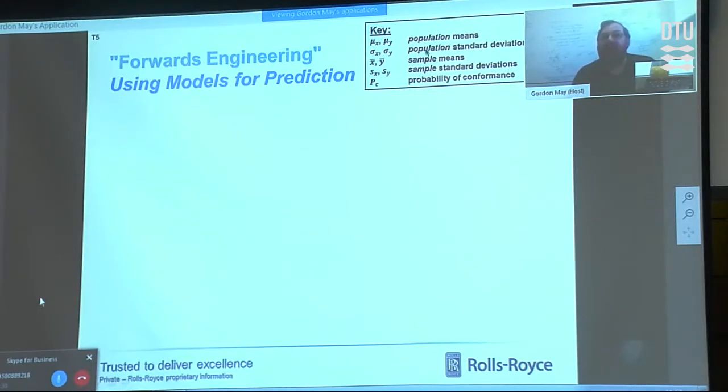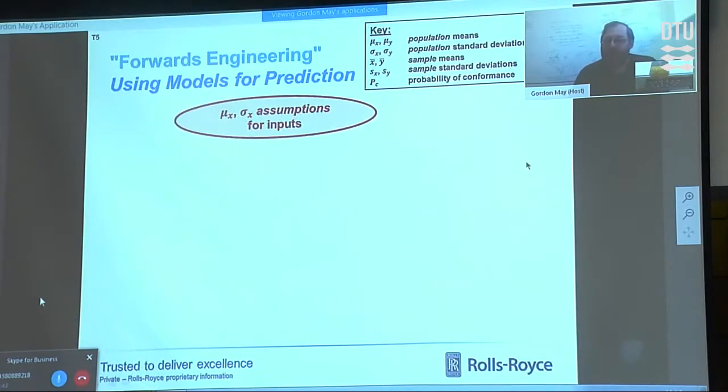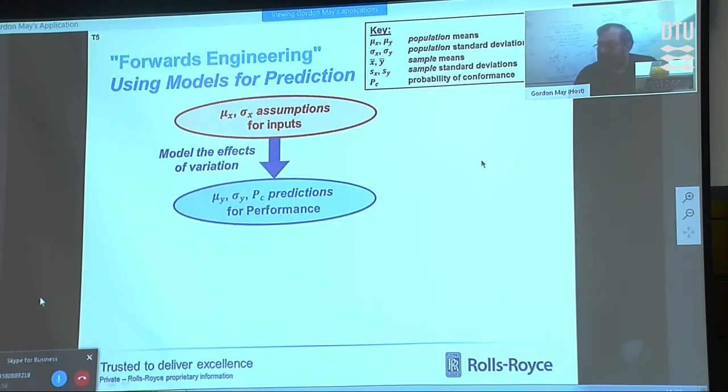So hopefully you can read the key there. We've got essentially predicted population means and standard deviations, and then sample means and standard deviations. So that's where we're starting off in the process as described on the previous slide. We have assumptions for population parameters that we use as inputs to our process. We model the effects of variation through our UQ technique, and that gives us predictions for the population parameters of performance characteristics or behaviours.